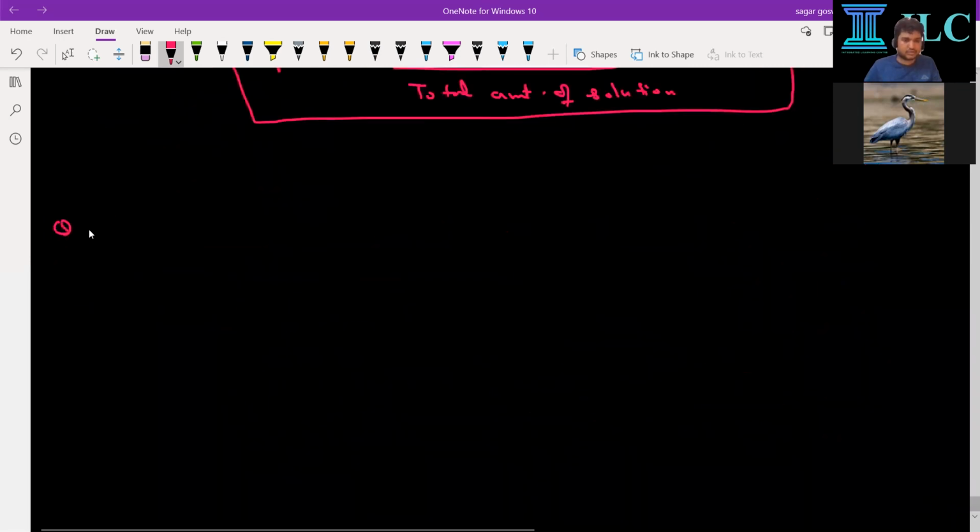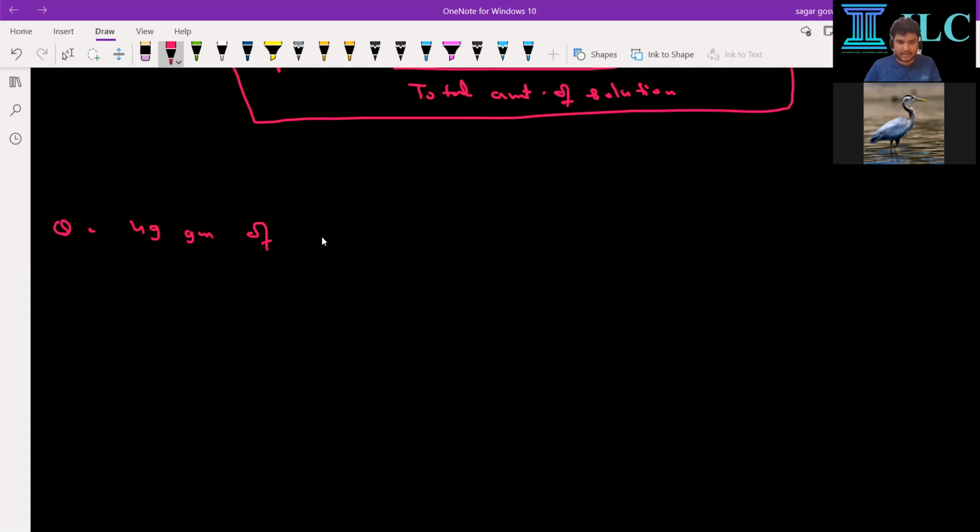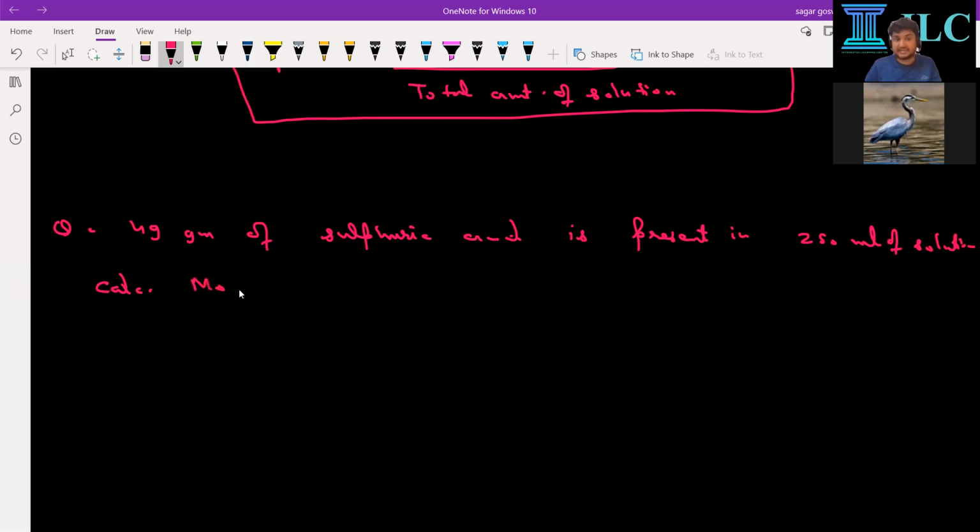Now one question. Suppose 49 gram of sulfuric acid is present in 250 ml of the solution, then calculate the molarity. Molarity, just see the formula of molarity. Did you write it down or not?